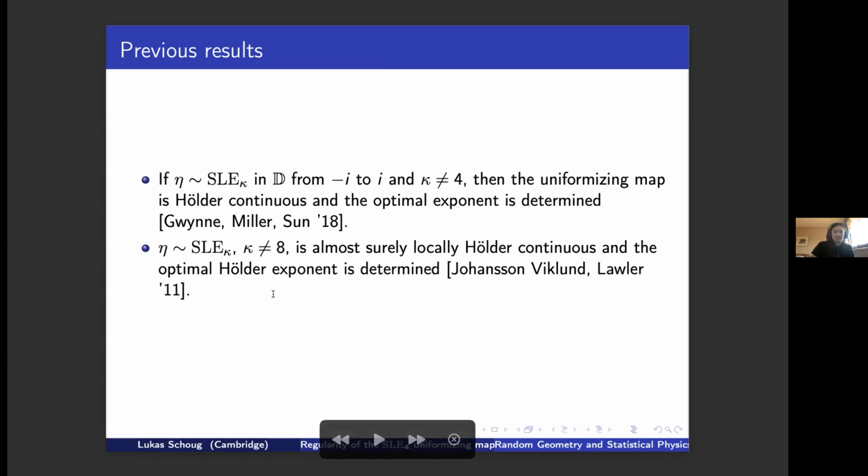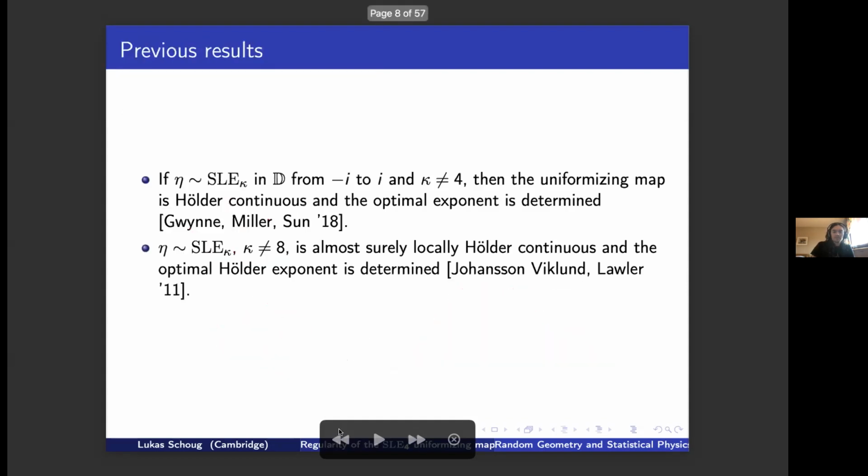And in the case of SLE_kappa, where kappa is not equal to 8, then you know that the curve itself is almost surely locally Hölder continuous, and the optimal Hölder exponent was determined by Friedrich and Greg. So these two are the results where we want to fill in the gap in this project.